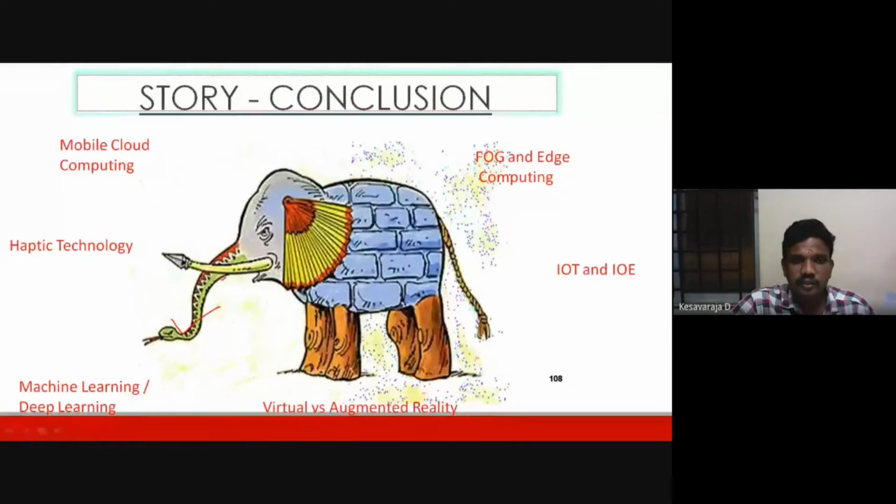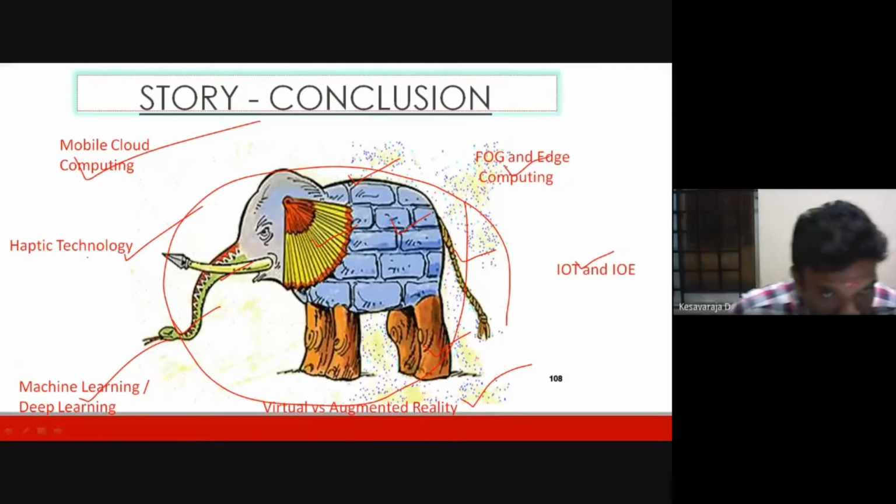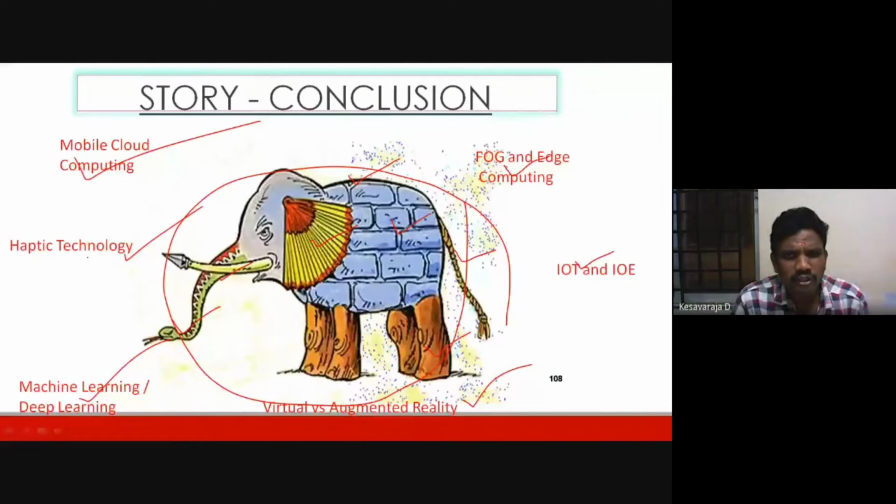Another one said it's like a spear, fan, wall, rope, and tree. All the six things are combined together for forming an elephant. All the six concepts: mobile, cloud, fog, edge, IoT, IoE, reality, machine learning, deep learning, and all the core technology provide a background support of augmented reality, which dominates our society.